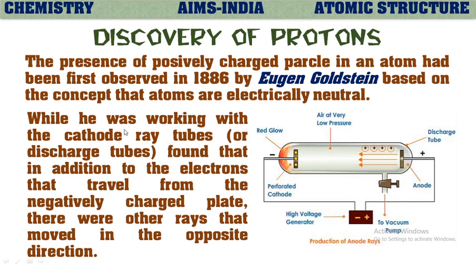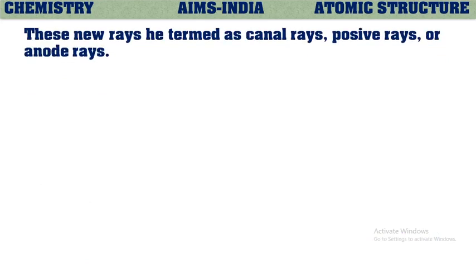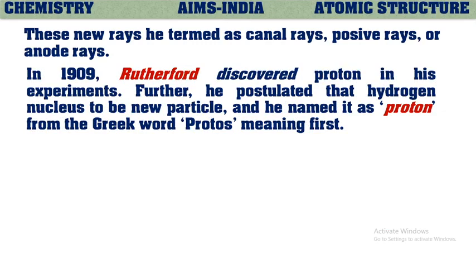In the same experiment, Eugen Goldstein found that some other particles are moving from the positive electrode side to the negative electrode side. He called these particles canal rays, positive rays or anode rays. The same particles were again found and proved to be protons by scientist Rutherford in 1909 by his experiments.